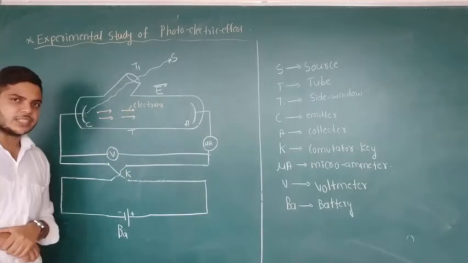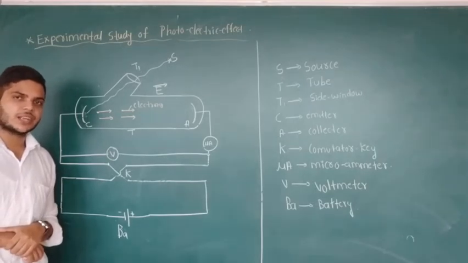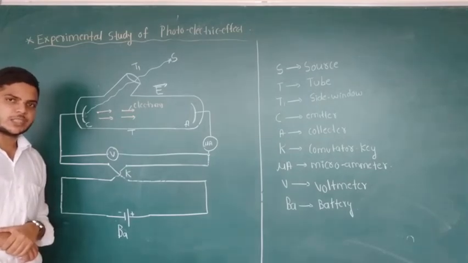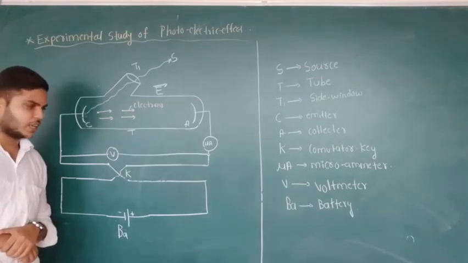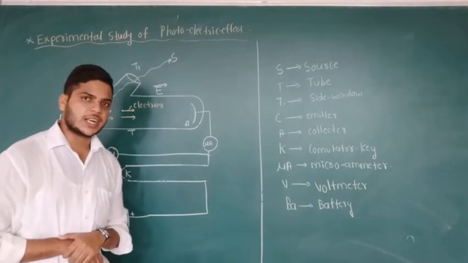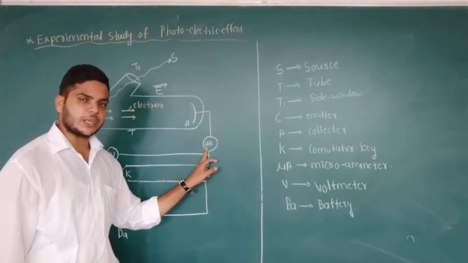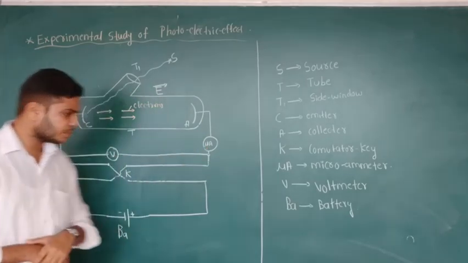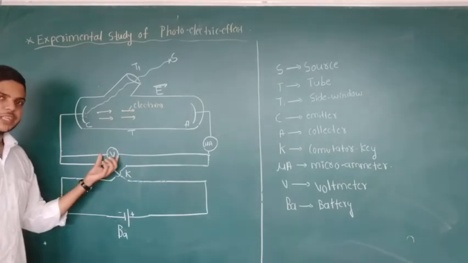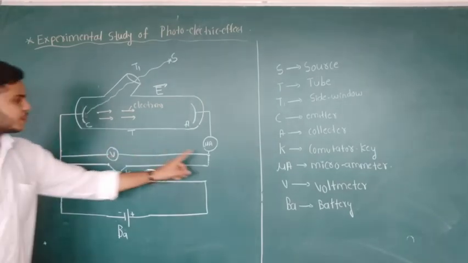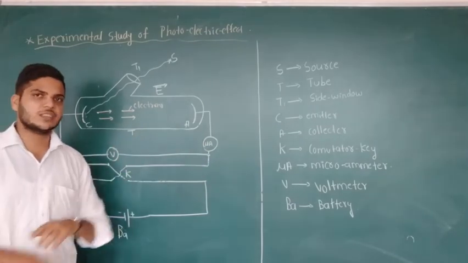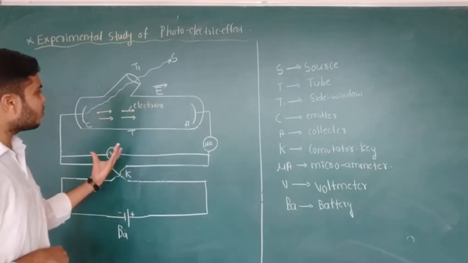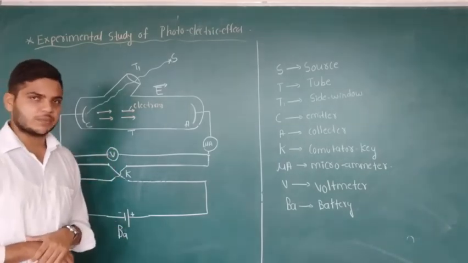The electrons which are emitted during this process are known as photoelectrons, and the current produced in this process is known as photoelectric current. The strength of the photoelectric current is measured by the microammeter. By using this instrument, we can measure the photoelectric current. Here, V is the voltmeter which measures the potential difference between the emitter and collector. This is the experimental study of the photoelectric effect, or how the photoelectric apparatus works.